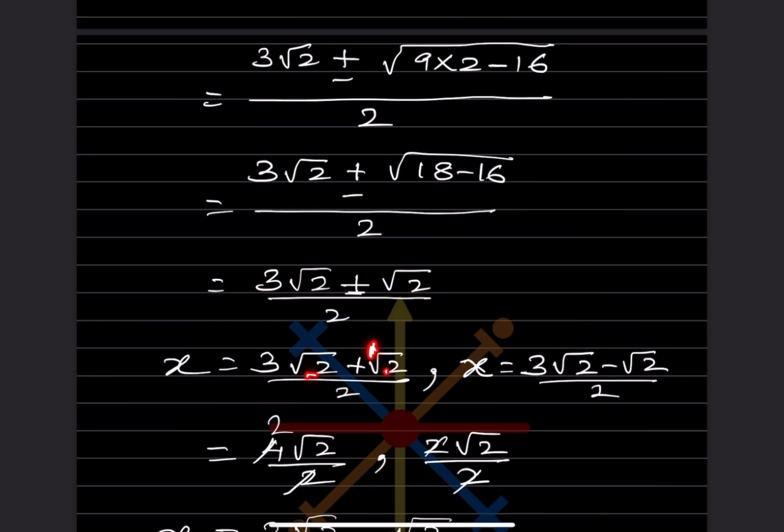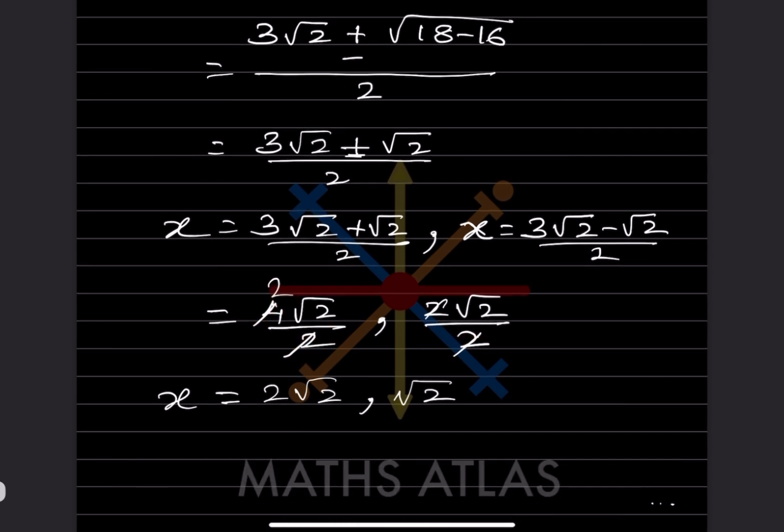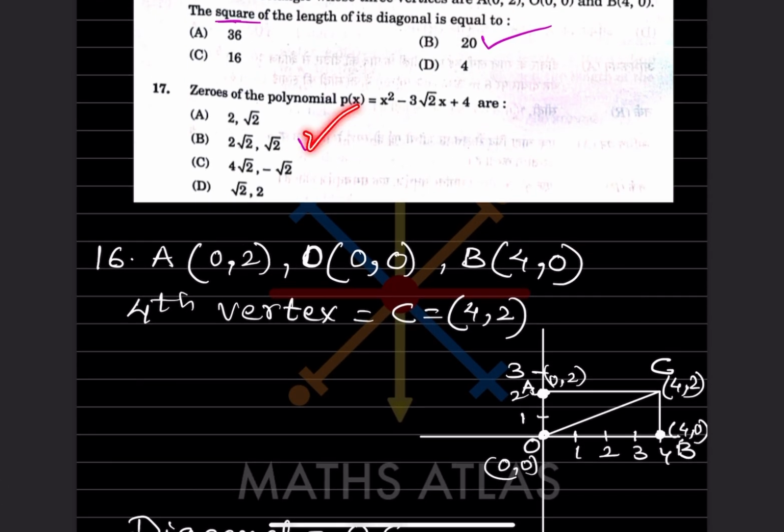These both are root 2, and here there is nothing, which means 1. 3 plus 1 is going to be 4 root 2 divided by 2. And again here also it is 1, so 3 minus 1 is going to be 2 root 2 by 2. So this will be 2 root 2 and this will be just root 2. So the zeros are 2 root 2 and root 2. So this option is clear.